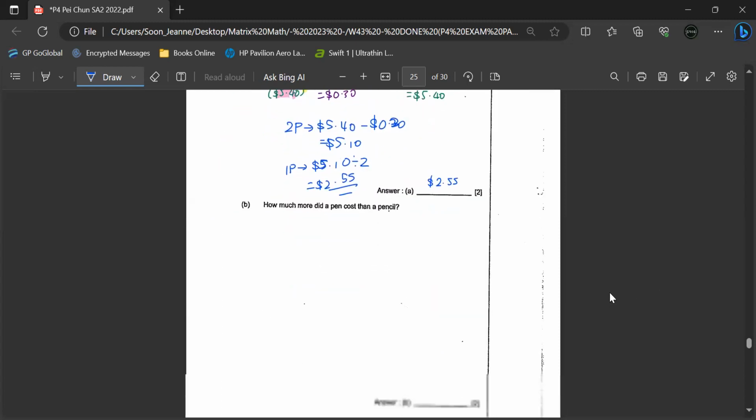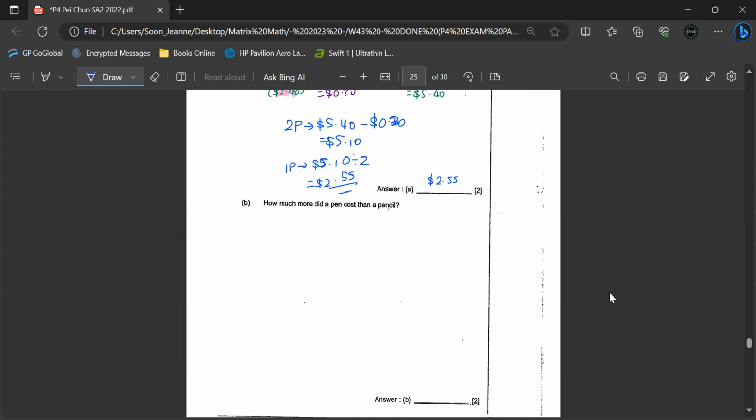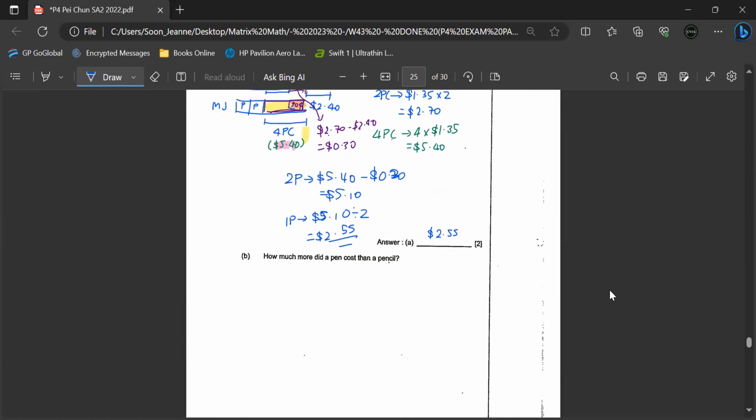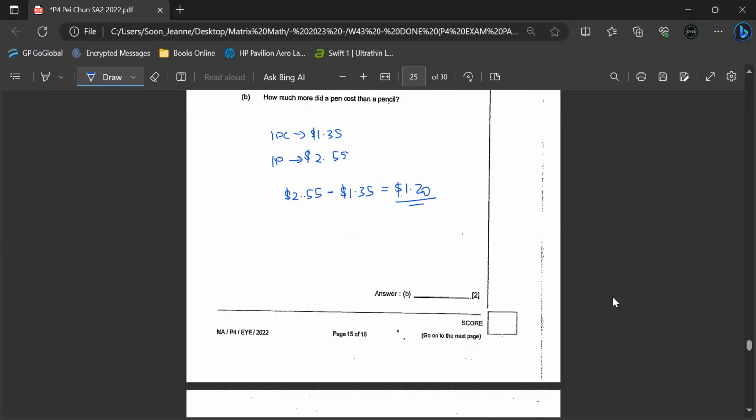Then I divide by 2, I get $2.55 for a pen. And question B is asking me how much more did the pen cost than the pencil? You already know that 1 pencil is $1.35, what we read in the question. But now we already found the cost of a pen, which is $2.55. So the difference will be $2.55 minus $1.35. Your answer is $1.20. So this is 1.20.